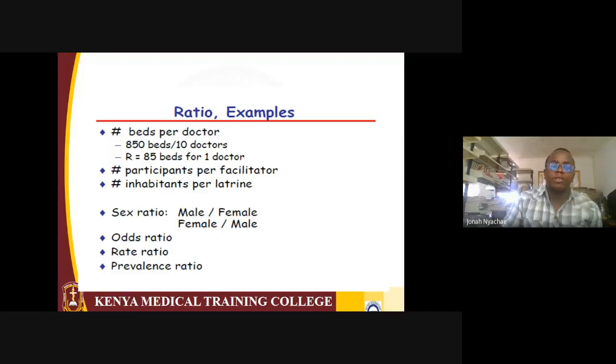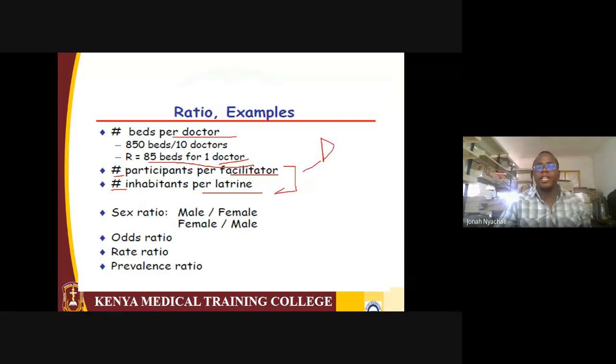Examples of a ratio: we can talk about the number of beds per doctor. For example, in the hospital, you commonly hear that the ratio of nurses to patients is very small, or doctors to nurses is very small. So we can compare beds to doctors. We can say 850 beds per 10 doctors, or simplify it further and say 85 beds per doctor. Another example is the number of participants per facilitator, or the number of inhabitants per latrine. All these are ratios of different qualities.